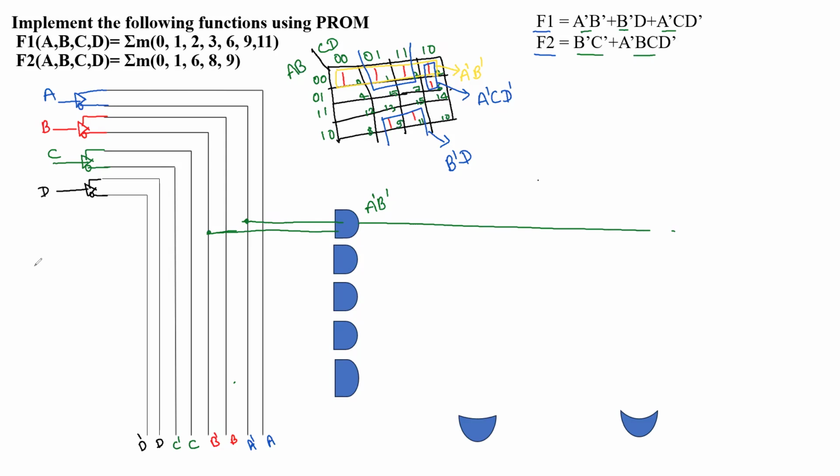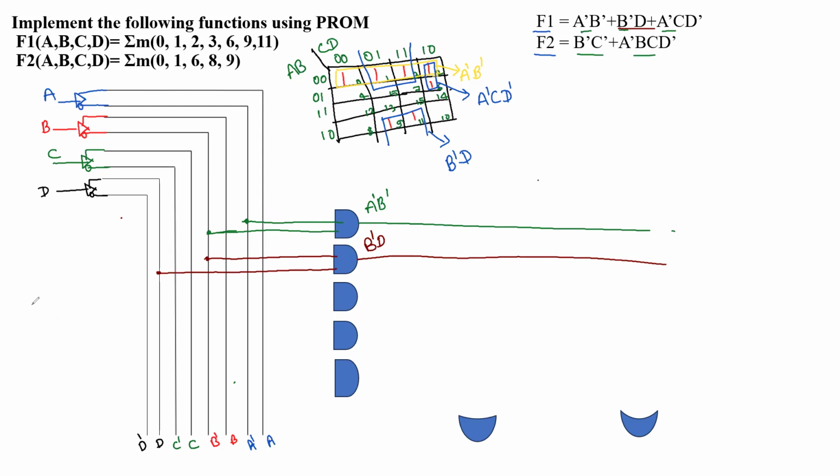Now we take another one. This is the second term. We are going to take B dash D. So B dash will be connected here to the second AND gate, and what is the other input? D. D is the non-inverted one. So this we have to connect here, and again we draw the output line here. This AND gate is going to give us B dash D.